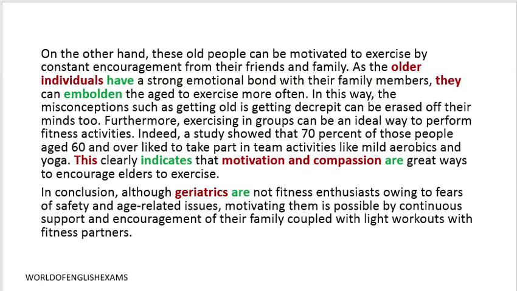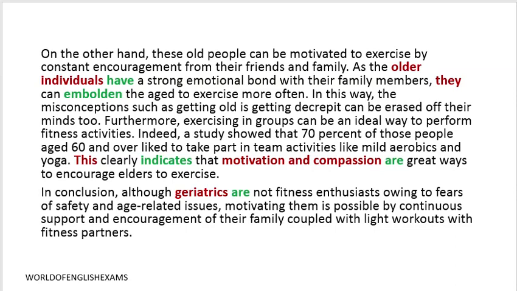Now moving on to the second body paragraph for the same essay. On the other hand, these old people can be motivated to exercise by constant encouragement from their friends and family. Here the sentence is in the past tense, and hence you can be sure that the subject verb agreement is definitely followed, because when you're writing the simple past tense, there is no absolute difference between the singular or plurals. It takes the same form.